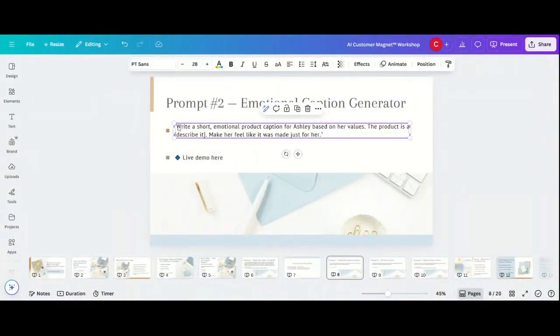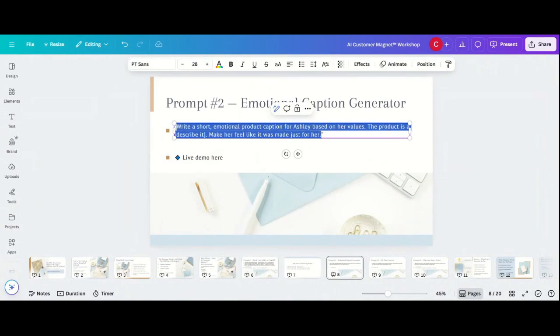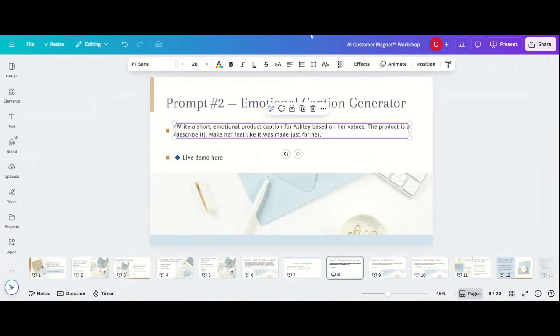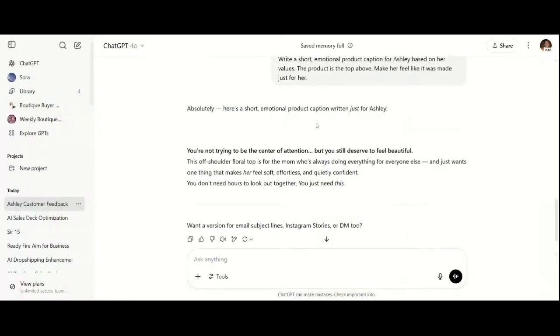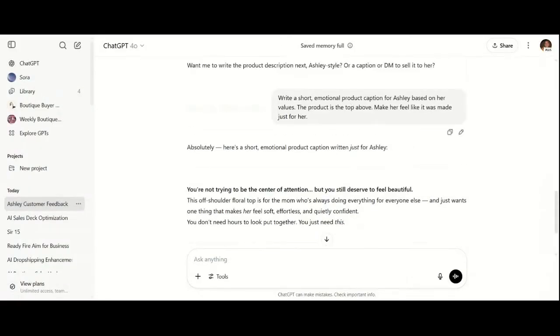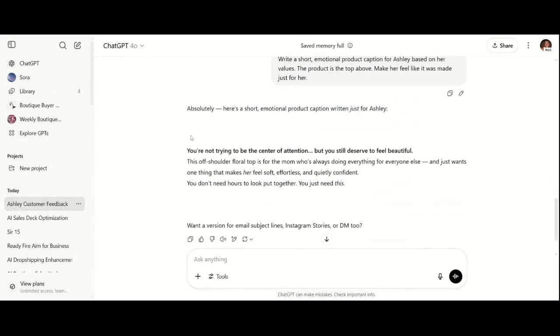So we're going to tell it next, we're going to say, write a short emotional product caption for Ashley based on her values. The product is, I'm just going to say the top above. Make her feel like it was made just for her. Oops, sorry guys. I forgot to bring you over here. So basically I just pasted that in there and then I changed it to say the product is the top above.